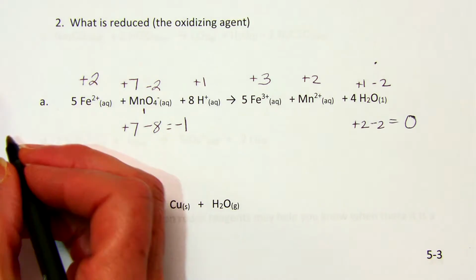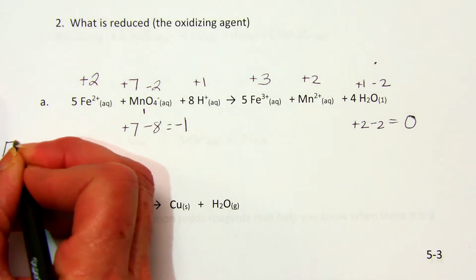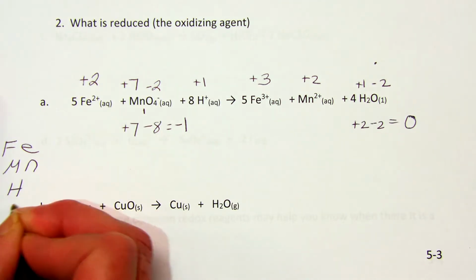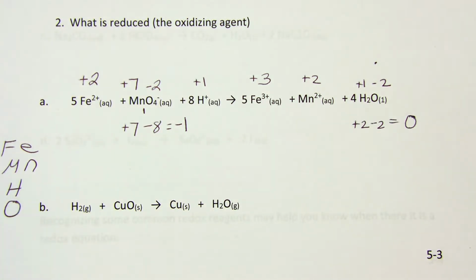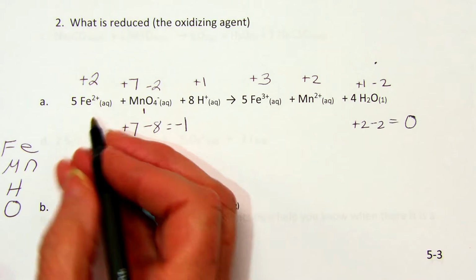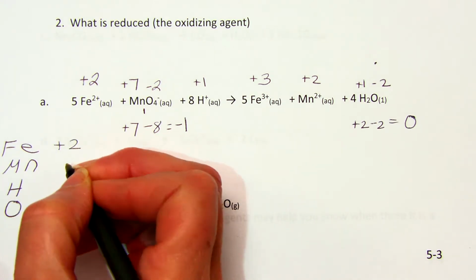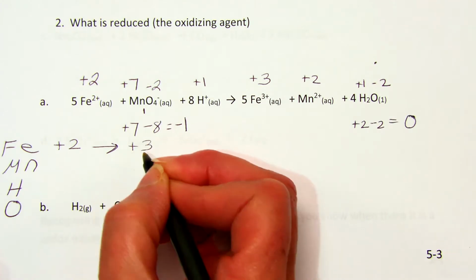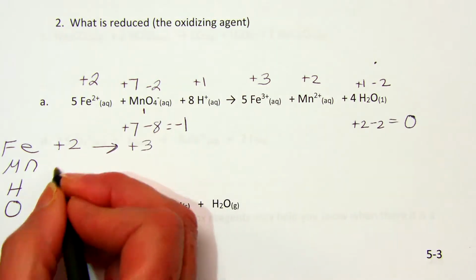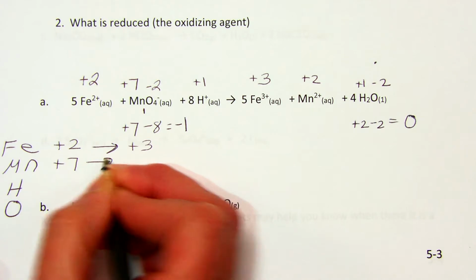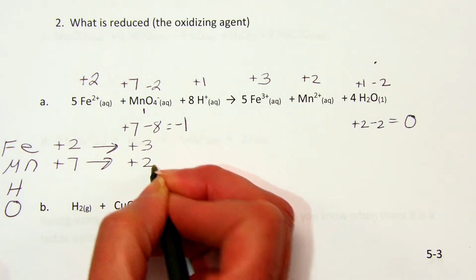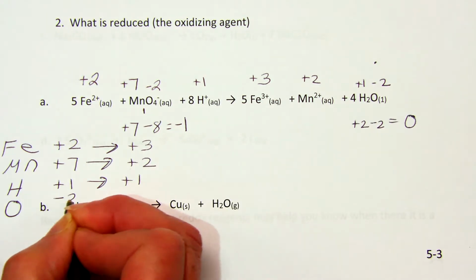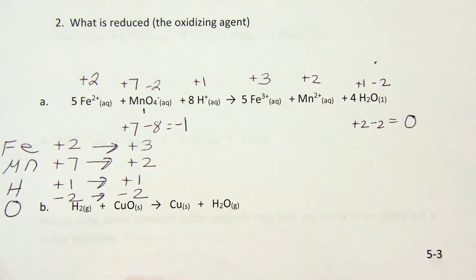Now when we look at this, we're looking for what changed. So we look at iron, manganese, hydrogen, and oxygen. On the left-hand side, iron has an oxidation number of +2. On the right-hand side, it's +3. Manganese is +7. On the right-hand side, it's +2. Hydrogen is +1 on both sides, and oxygen is -2 on both sides.